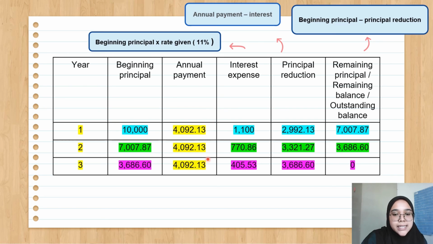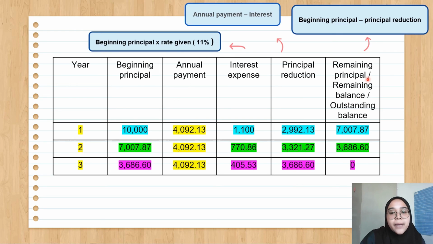The annual payment is still the same. Interest expense for the second year: beginning principal for the second year, $7,007.87, multiplied by 11%, which is 0.11, and we get interest expense for the second year of $770.86. Principal reduction for the second year is the annual payment $4,092.13 minus interest expense for the second year, $770.86, and we get principal reduction for the second year of $3,321.27.